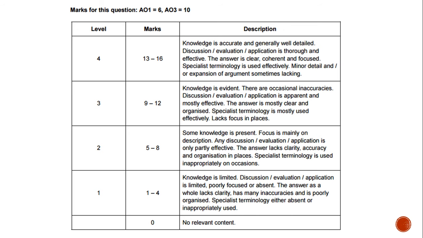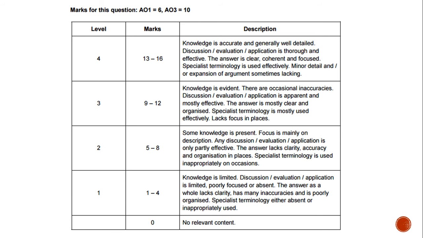Dropping down the marks, knowledge is evident, so you do know a bit, but it's not incredibly detailed and it's not incredibly accurate. Knowledge is present, so it's there, and then knowledge is limited. And I appreciate it's difficult to kind of make the decisions between those, but consider the amount of detail that you've got and the accuracy of it all in there as well, and that should give you a bit of an idea. If you're covering everything, then you're definitely accurate and detailed, and as that starts to slip and there's less information, then you can move down the levels.